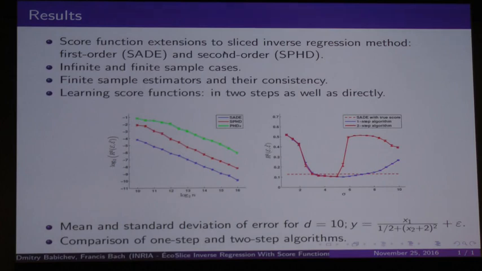So we have several results. First of all, we developed two methods. One is SADE, which means sliced average derivative estimator. And also we have a method called SPHD, slice principal Hessian direction, which uses the second score function. Also we have a lot of mathematical analysis of these estimators, and we proved the rate of consistency. It is actually root n consistency with some mild assumptions.